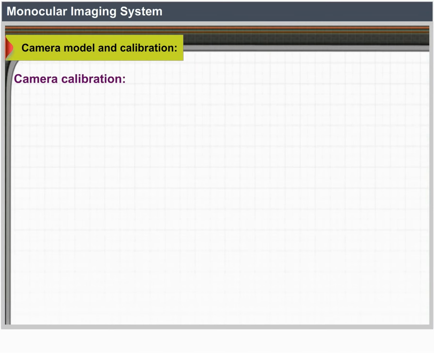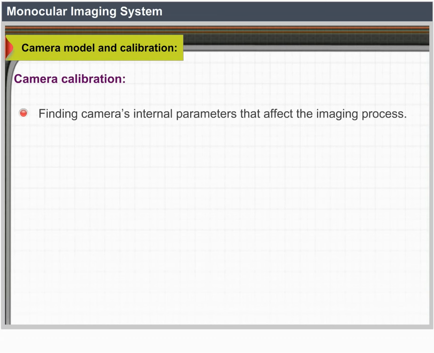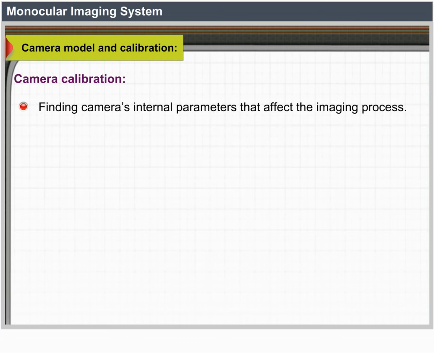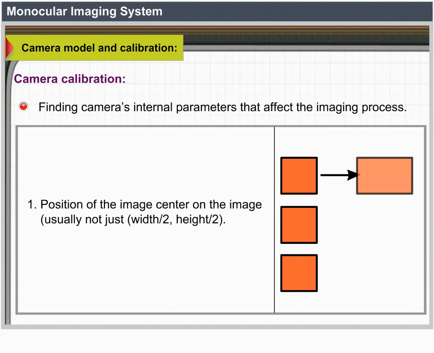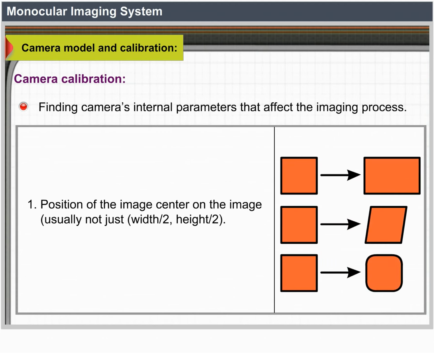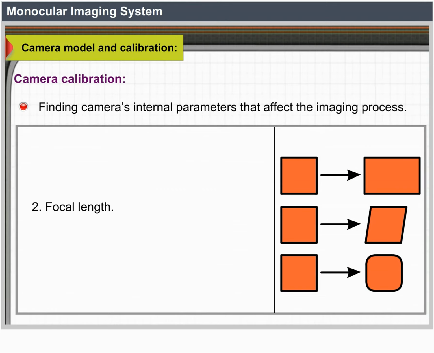Camera calibration: finding the camera's internal parameters that affect the imaging process. 1. Position of the image center on the image, usually not just width by 2 or height by 2. 2. Focal length. 3. Scaling factors for row and column pixels. 4. Lens distortion. Calibration procedure.